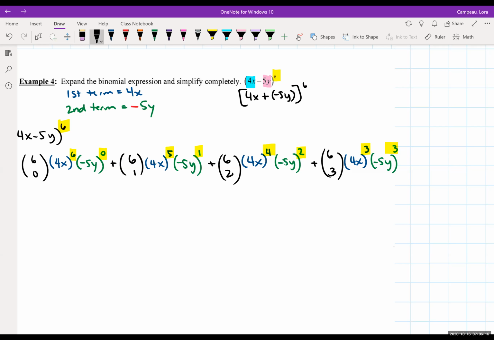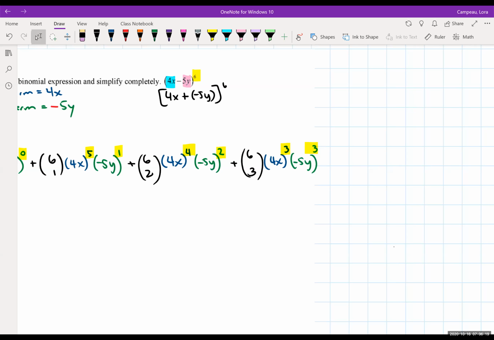A little bit more to go. It takes a little bit of horizontal space. Sometimes I turn my paper the other way, but I guess I have unlimited space when I'm using this one. So I have 6 choose 4. Take the 4x, that's the first term. It was a power of 3, so we're counting downwards. We're going to raise it to the power of 2. Take the negative 5y, we're counting upwards. We're going to raise it to the power of 4. Again, making sure they add up to 6.